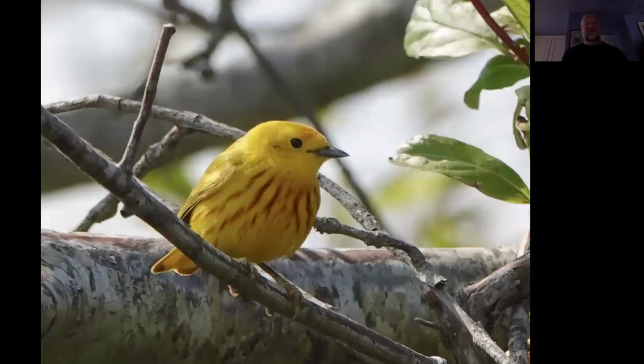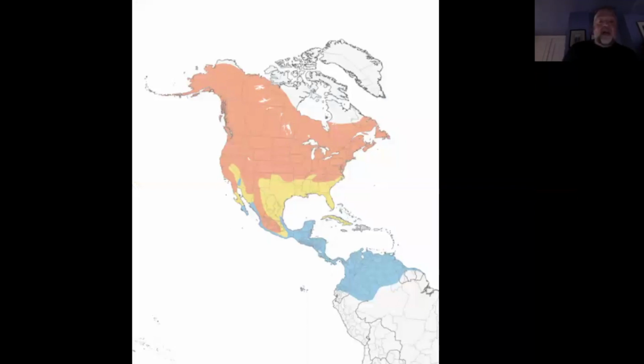All right, finally, some birds. Some neotropical migrant songbirds have very wide ranges when they come up into the temperate zone of North America. This is the yellow warbler, and the orangey color on the map is their breeding range. That's a very, very extensive range.